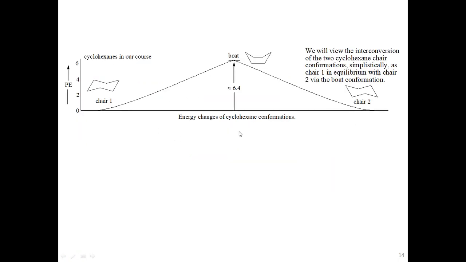Right? So our flip-flop is going to look like this: chair 1, and then say we flip this guy up here, and then we flip the other side down here. So all of the axials will change to equatorials over here, and all the equatorials here will change to axials over here. But we'll just do it through a single boat, which is about 6.4 kcal higher.